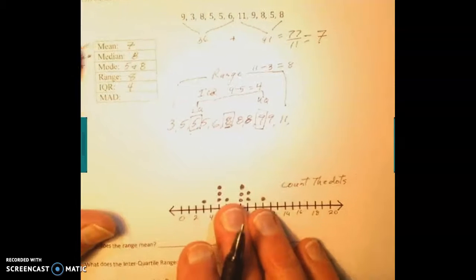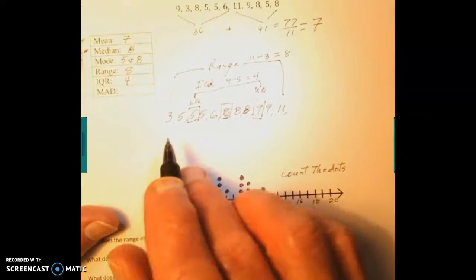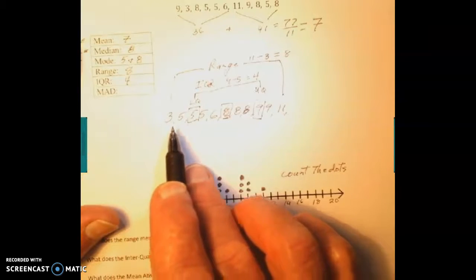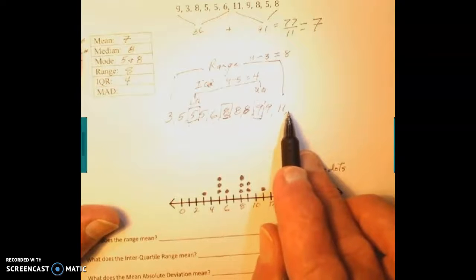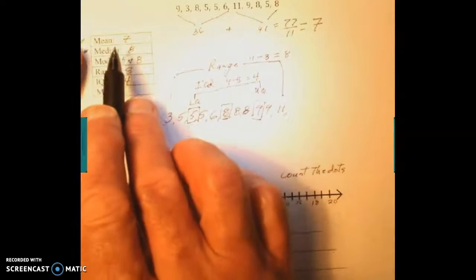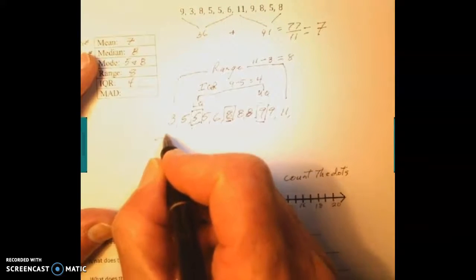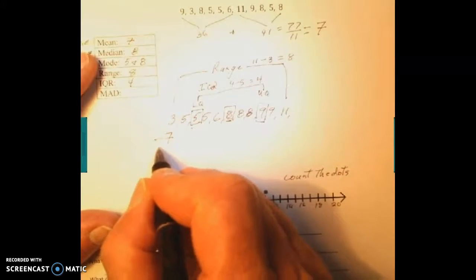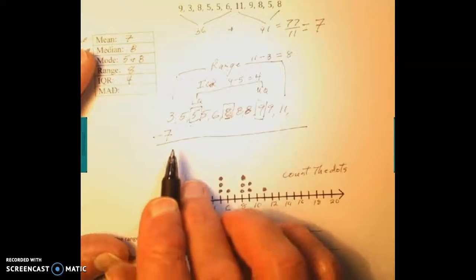All right. And then the last one, and the one that probably takes a little bit more work, the MAD, is the average distance of these data points from our mean. To figure out how far it is away from our mean, we are going to subtract the mean from each number here. So instead of writing those all in, I'm just going to put a -7 here and just understand that I'm going to subtract all of these.